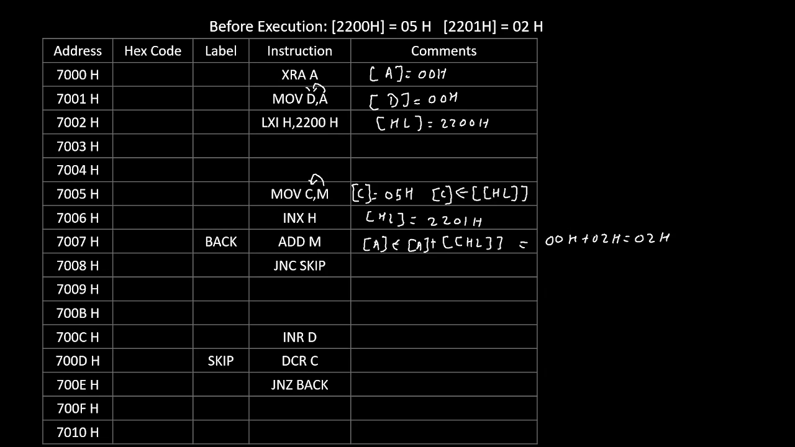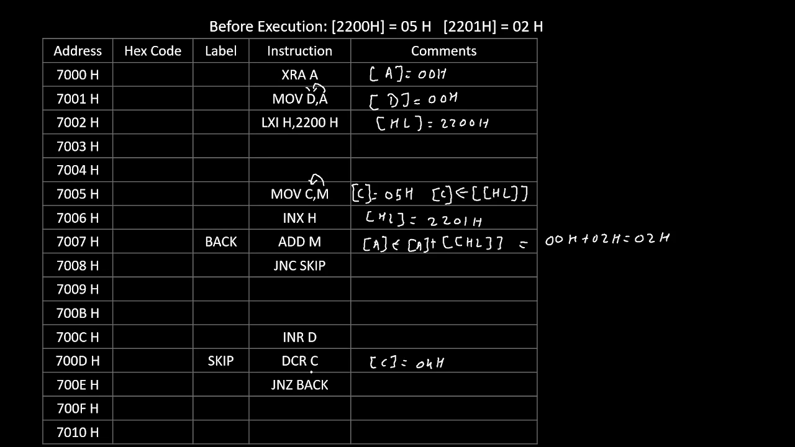Now we will check whether after this addition carry is generated or not, and for that we wrote the instruction JNC. JNC stands for jump if no carry. If carry is not generated, then skip this part. Which part? We will not increment D. Every time carry is generated, we will increment D. And in this addition, carry is not generated, that's why this instruction will not get executed. We will skip this part, come over here, and decrement our counter by 1. Initially, our counter was 05. Now the counter C is equal to 04H.